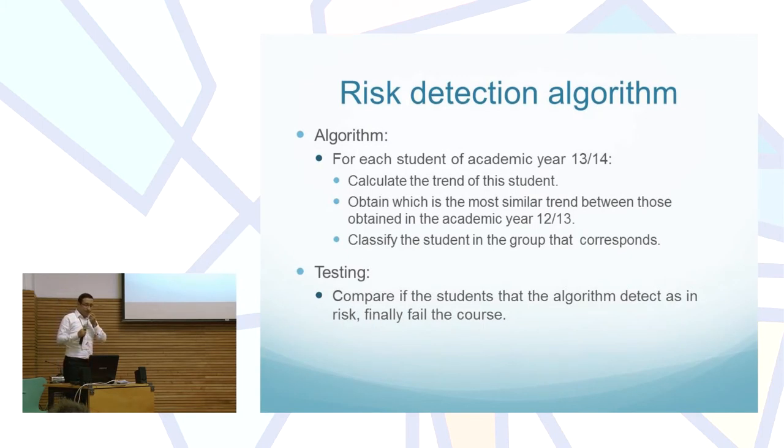So the second part of the risk detection algorithm takes into account the data that we have in the second academic year. We start by calculating the trend for each student. Then we search among the trends that we obtained in the first academic year for the training data, and we try to look for the most similar trend. And then we classify the student in the group that corresponds the most. For testing, we compare whether the student that the algorithm detects as at risk finally fails the course.